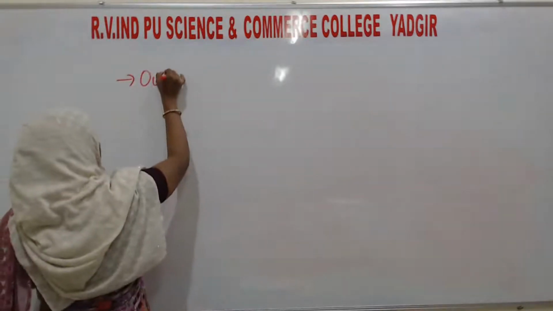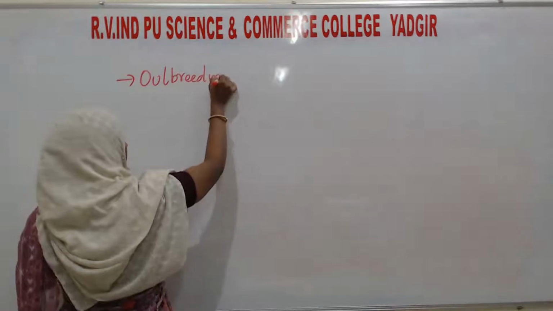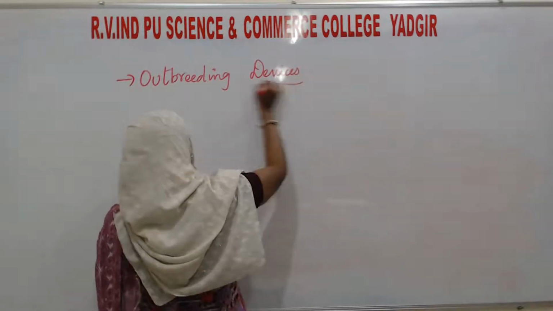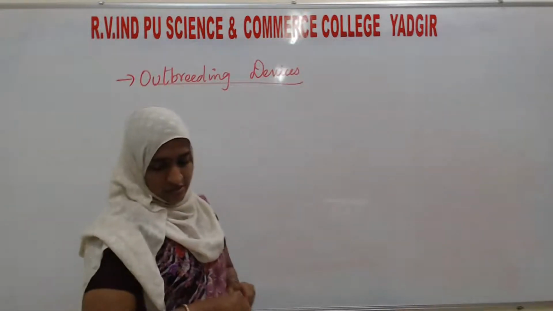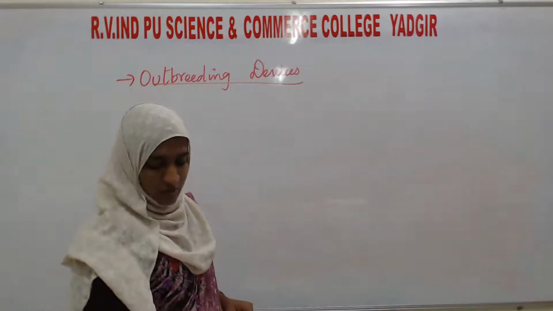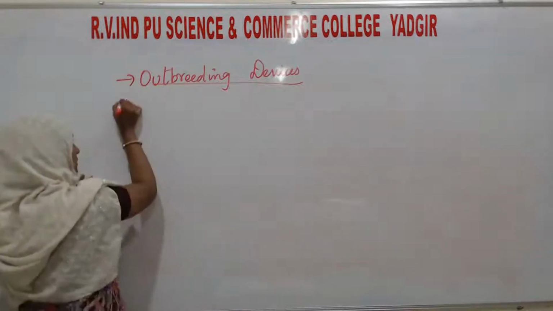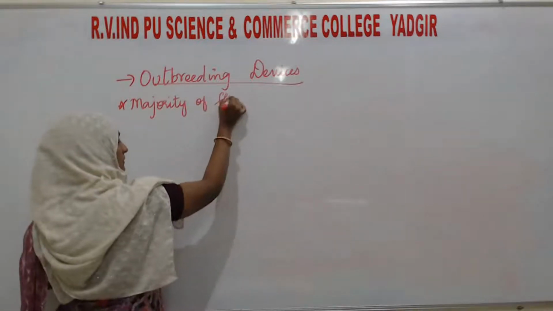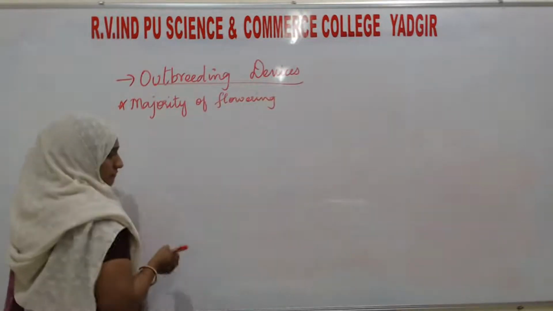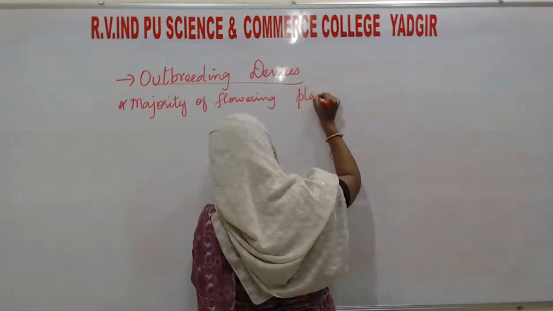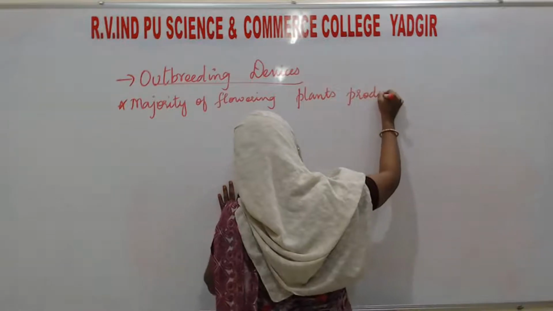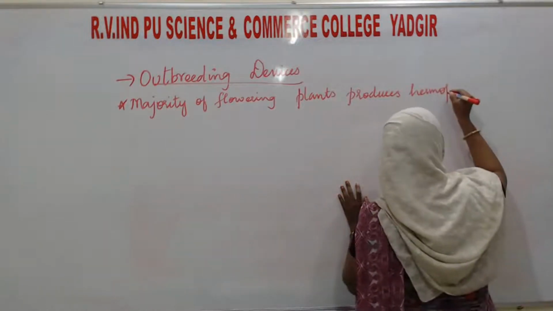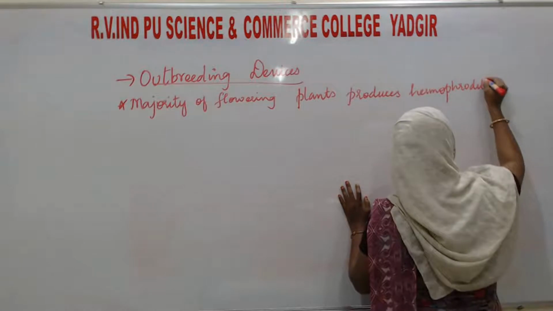Next, outbreeding devices. See here, majority of flowering plants produce hermaphrodite flowers.